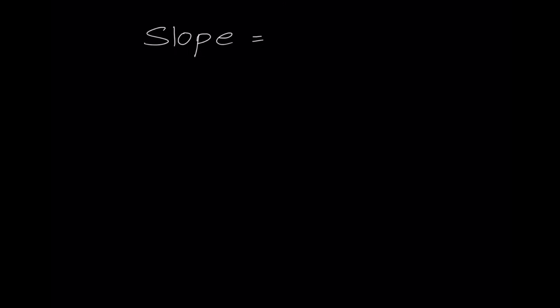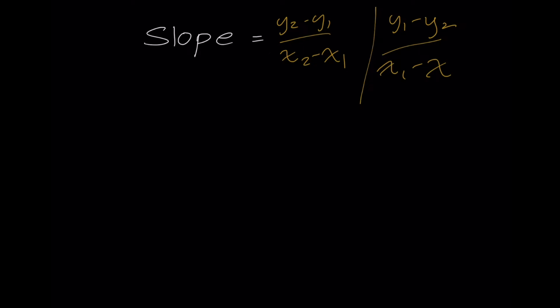In this video, I'll be covering how to sketch a linear function as well as how to identify an equation from a graph. Let's begin. Our first topic is the slope. The formula to get a slope is y2 minus y1 over x2 minus x1. You can get the same result by using y1 minus y2 over x1 minus x2.